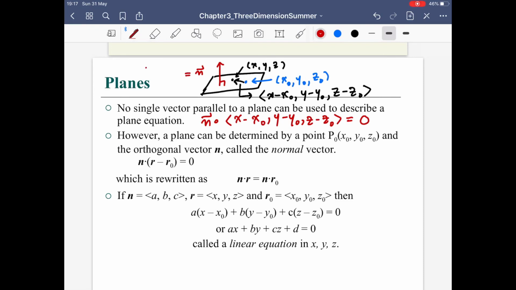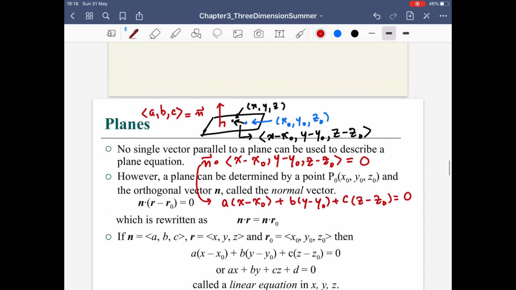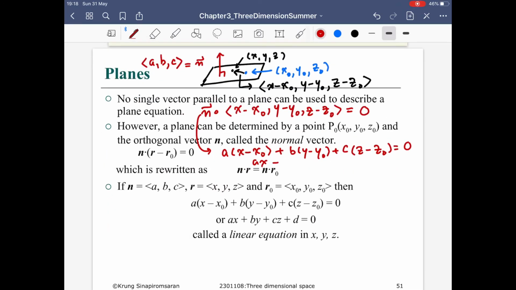So let's say that your n, the one that is perpendicular to the plane, is the vector ABC. So you got a times x minus x0 plus b times y minus y0 plus c times z minus z0 equals 0. Okay, and you can just calculate your a and x, your b and y, your c and z, and then the rest, ax0, by0, and cz0, they're just numbers, right? So they can be added to each other to get the d, and it equals 0.